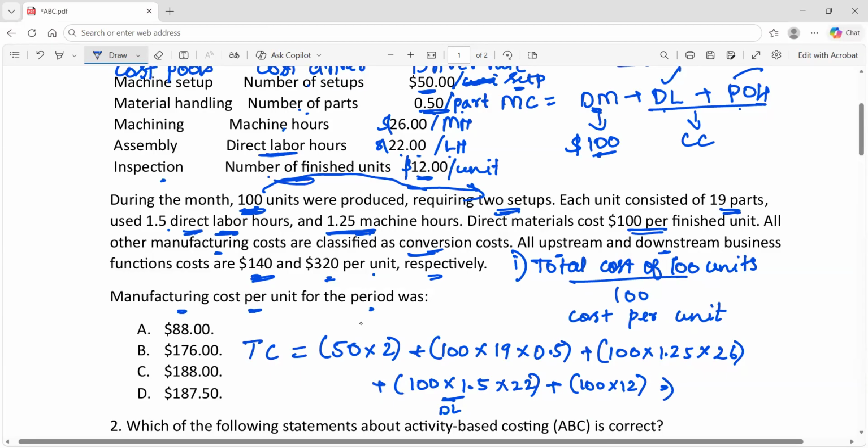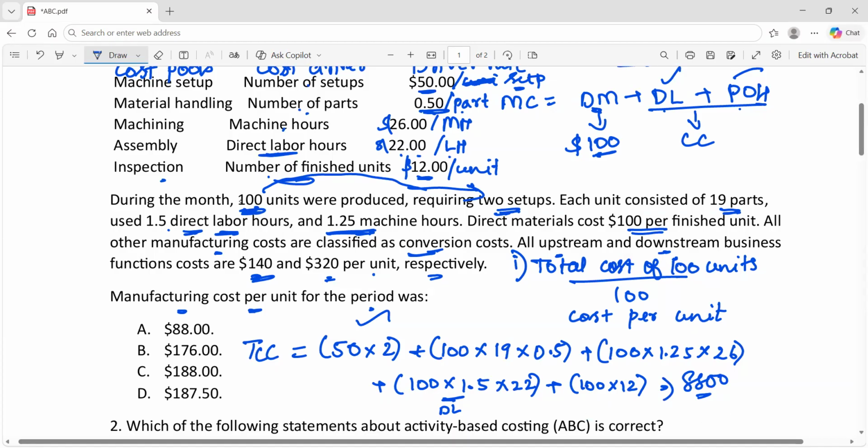So we have to add everything. 50 into 2, we get 100, plus 1900 into 0.5, plus 125 into 26, plus 1500, sorry, 150 into 22, plus 1200. So totally we get 8800. So what is this 8800? 8800 is the total conversion cost. It's not TC, this is TCC. That is the total conversion cost is 8800.